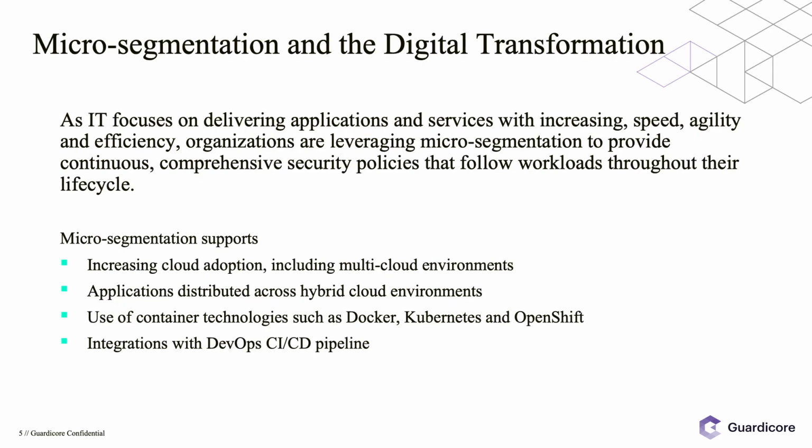Every organization is undergoing some form of a digital transformation. IT teams are focused on delivering applications and services at an increased rate and demand. In response to that, they've embraced new infrastructures, such as infrastructure as a service from cloud providers like AWS or Azure, and container technologies such as Kubernetes or OpenShift. These changes require a new way to segment the environment, as our reliance on VLANs and physical firewalls is no longer sufficient for these new infrastructures.